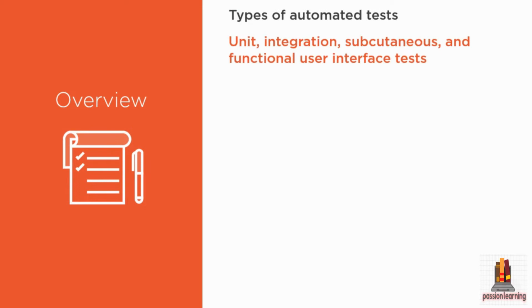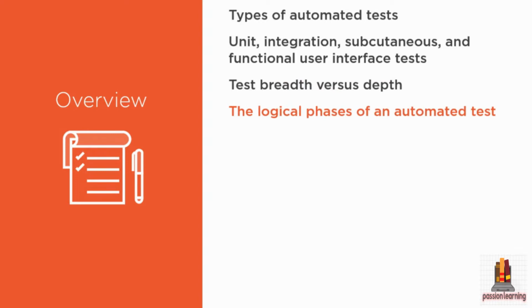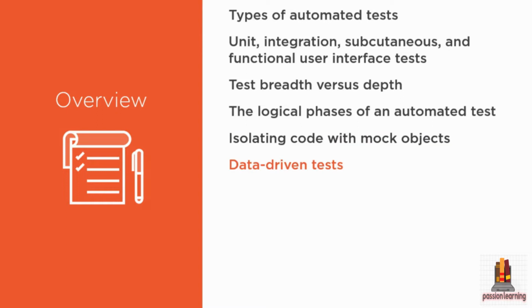We'll learn about unit tests, integration tests, subcutaneous tests, and functional user interface tests. We'll see how each of these types of tests offer different characteristics when it comes to test breadth or test depth, and we'll learn about the different logical phases of an automated test. We'll get a brief overview of mock objects and how we can use them to isolate the code that we want to test. And we'll learn how data-driven tests can reduce the overall amount of test code we need to write. We'll learn that we can make our tests business readable so we can bridge the communication gap that can often occur between the development team and the business or stakeholders.